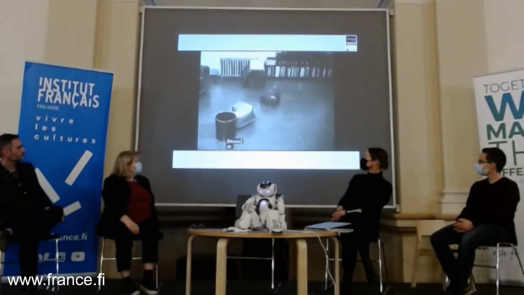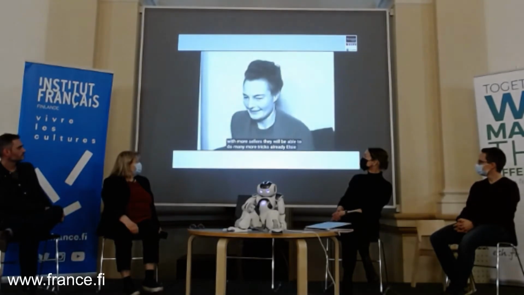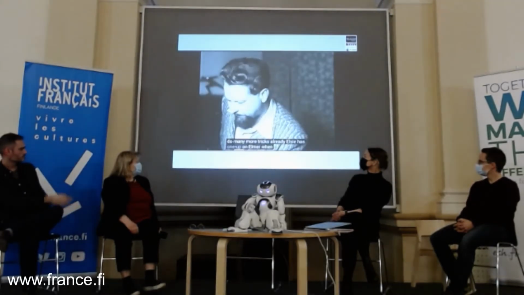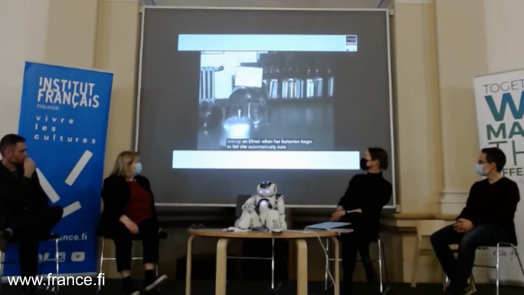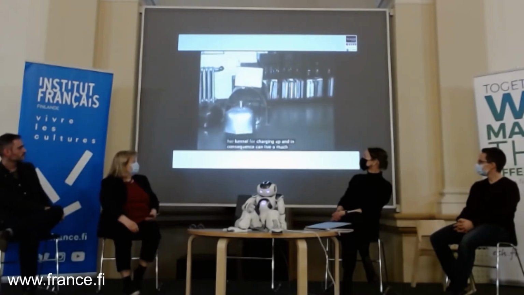Dr. Walter says that his electronic toys work exactly as though they have a simple two-cell nervous system, and that with more cells they will be able to do many more tricks. Already Elsie has one up on Elmer. When her batteries begin to fail, she automatically runs home to her kennel for charging up, and in consequence can live a much gayer life.